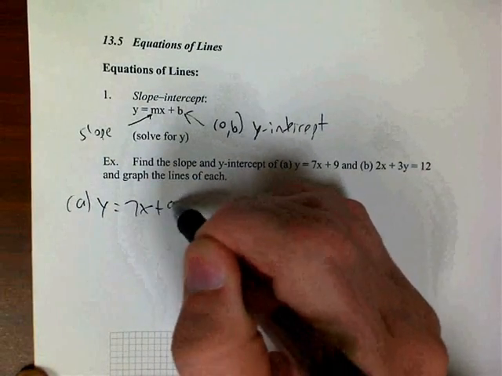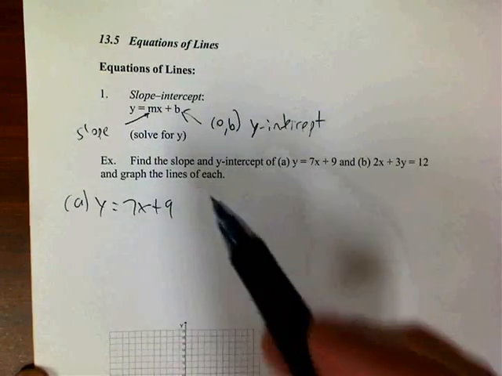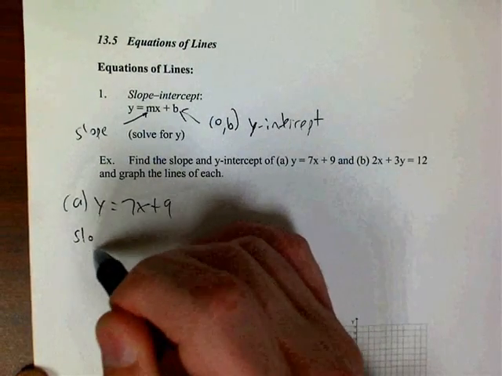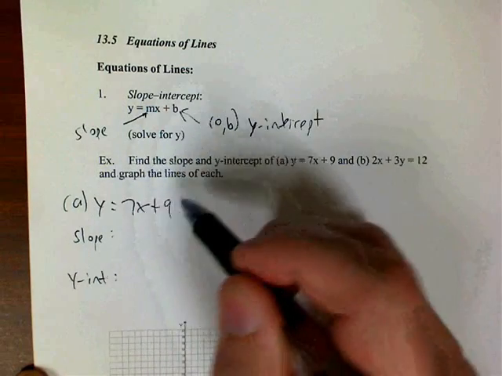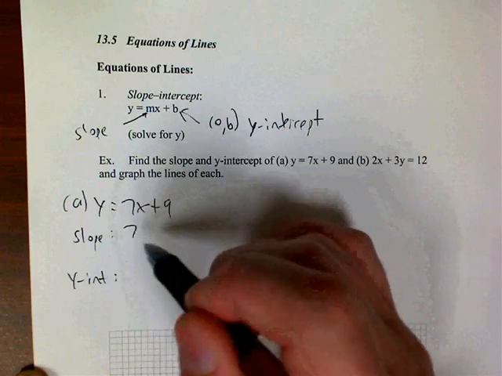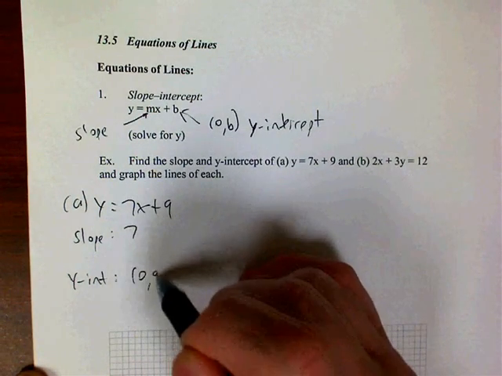So the first one we're looking at is y equals 7x plus 9. You'll notice that it's already y equals, which means we already know what the slope is, and we already know what the y-intercept is. The slope is in front of the x, which is 7. The y-intercept, the y value is 9, so it's (0, 9).